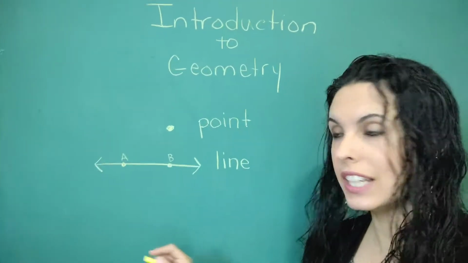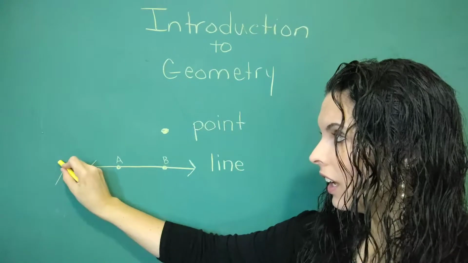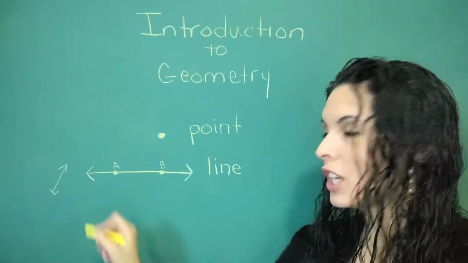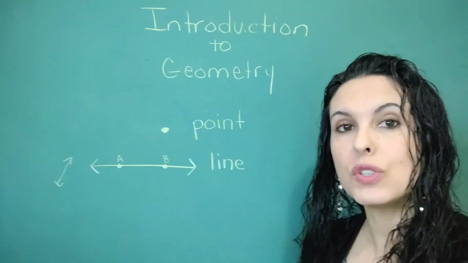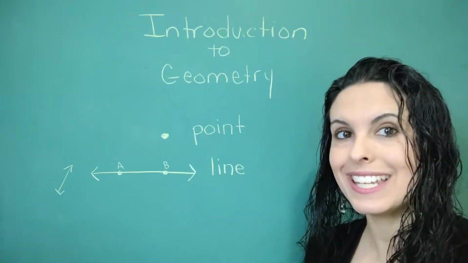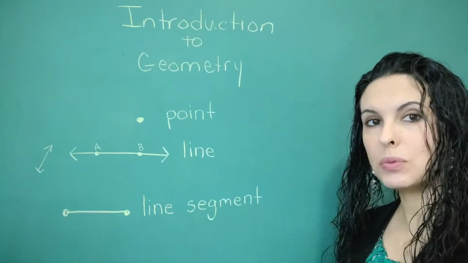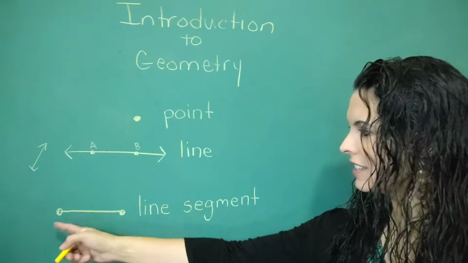Now, if you see a line, it could also be going a different direction. They could be pointing in different ways. But if you see two arrows on the end, it's a line. The next one we're going to talk about is called a line segment.